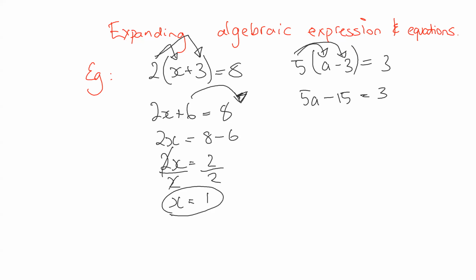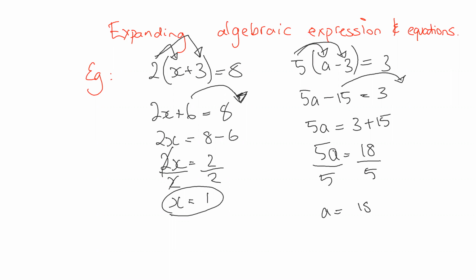And to get 5a, or the variables on one side and numbers on the other side, we have to move 15 to the other side. And as we do that, we have to change the sign to positive 15 in this case. And that will equal to 5a is equal to 18. And then you divide by 5, divide by 5, and a is equal to 18 over 5. And you can write this in decimal as well, or you can leave it in this form, or you can leave it in mixed fraction if you want to.